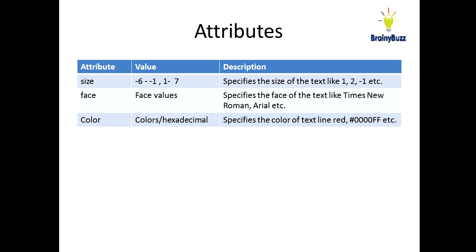There are three attributes of the font tag: one is the size, another is the face, and the third is the color. For the size, the values may vary from -6 to -1 and +1 to +7. We'll see the demo for these also. For the face values, you write the text like Times New Roman, Arial, Verdana. For the colors, you can include the color names or the hexadecimal values or the RGB values, whatever you prefer.